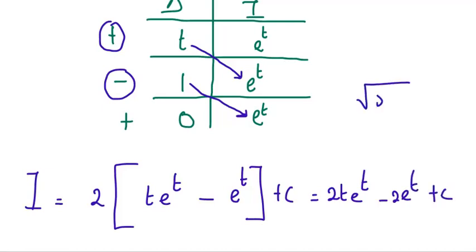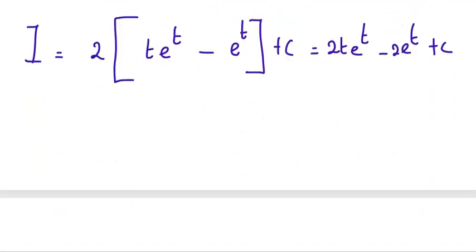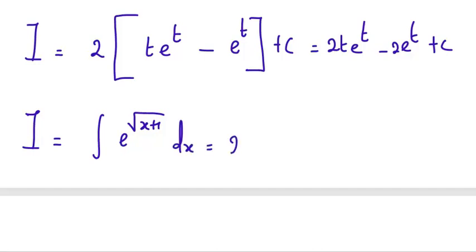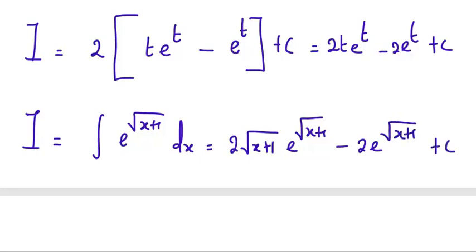Don't forget that the square root of x plus 1 is equal to t, right? Then we replace, and boom, we have our solution, right? So we say that I, which is equal to the integral of e raised to the power of the square root of x plus 1 dx, is going to be equal to 2 square root of x plus 1 times e raised to the power of square root of x plus 1, right? Then minus 2e raised to the power of the square root of x plus 1, and then plus c. So this right over here is our solution.